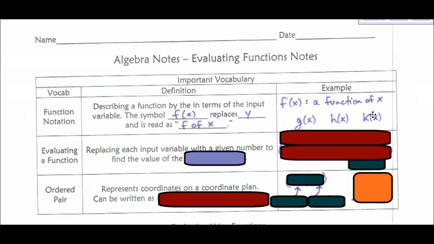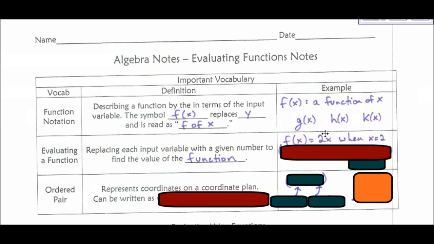When I talk about evaluating a function, I'm saying I'm replacing the input variable, the x, with a given number to find the value of the function, or to find basically the output. And when I write that, I could say it this way. I could say f of x equals 2x. So again, that's really just a replacement for y. You could also see that as y equals 2x when x equals 2. Another way to see that is the exact same information. F of 2 equals 2x. This is replacing the x. It's basically just telling us plug 2 in for x, like I'm going to show here.